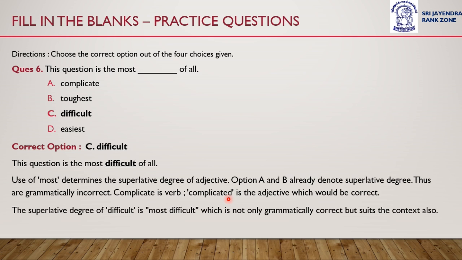Complicated is the correct adjective, but it is not mentioned in the options. Therefore, difficult will be used. The superlative degree of difficult is most difficult, which is not only grammatically correct but suits the context also.